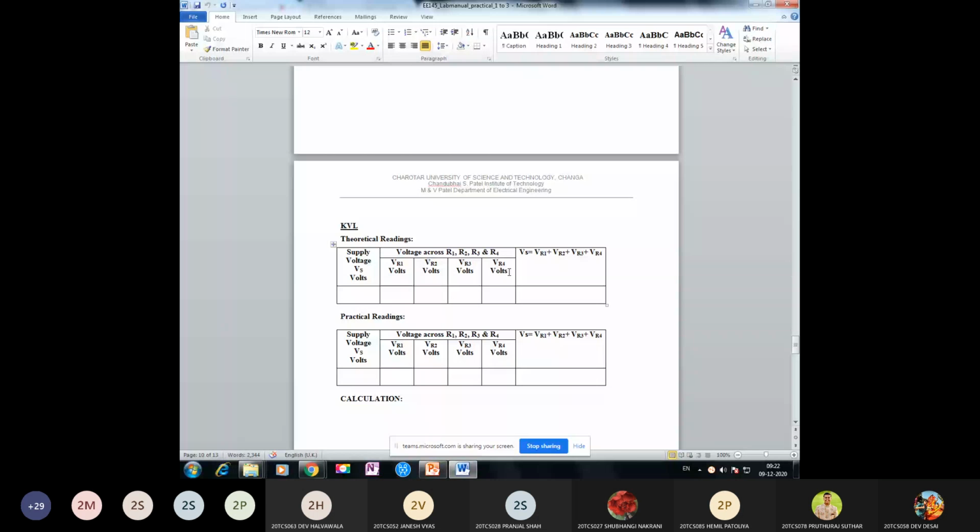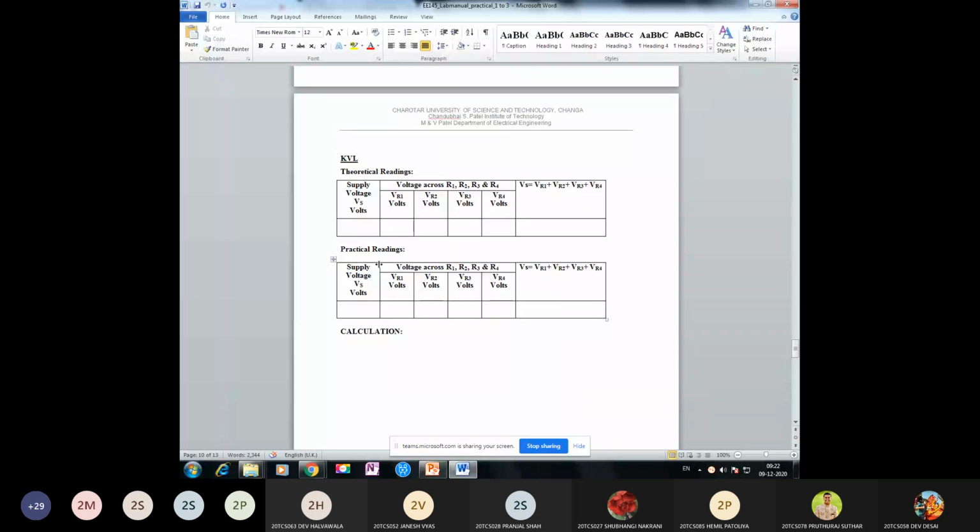Then after, write down the practical reading data that we actually measured in the practical. Clear? You saw the video of experiment number 2, in which we wrote down the data of practical readings VR1, VR2, VR3, VR4 that we measured by using the multimeter set as a voltmeter, measuring all the four voltages. Clear? So in this table, you write down the practical value. In the theoretical reading table, write down your theoretical value after doing the calculation. Okay, and then after, write down the conclusion.